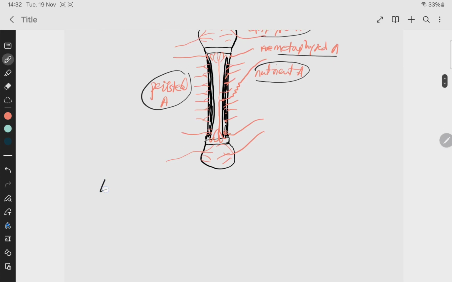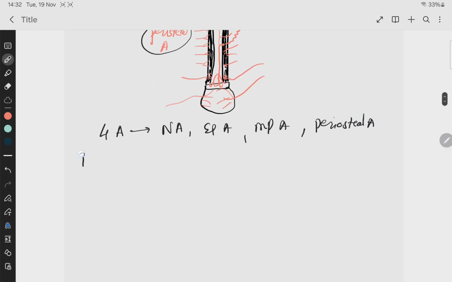So there are four arteries which supply the long bone. One is the nutrient artery, one is the epiphyseal artery, one is the metaphyseal artery, and the periosteal artery. Okay, one by one. First one is the nutrient artery. So what is the nutrient artery?